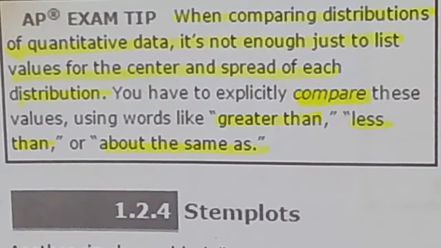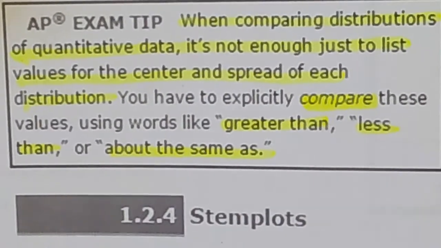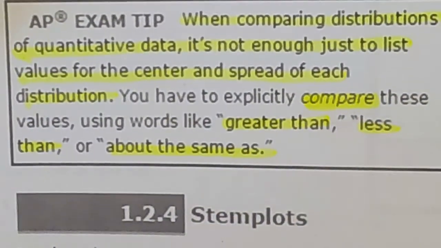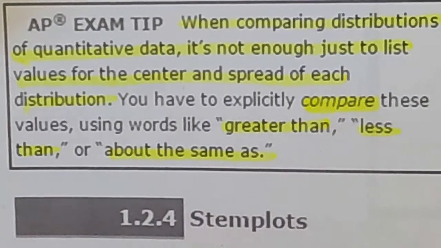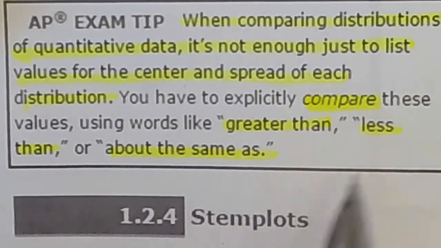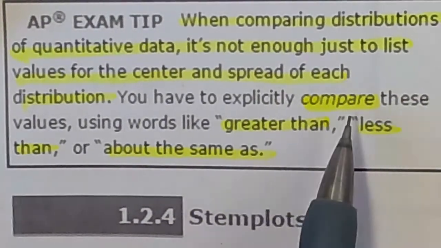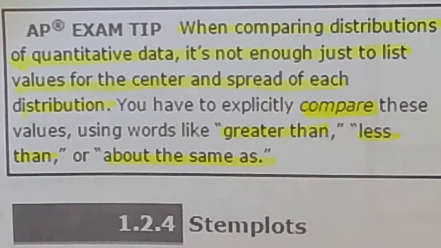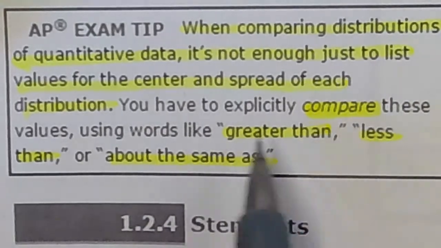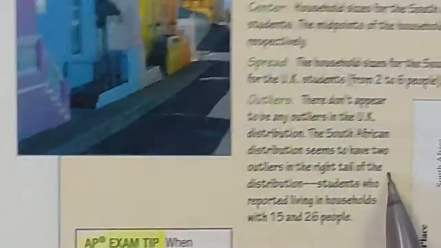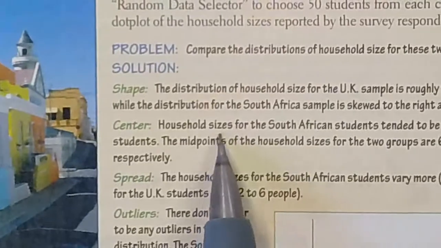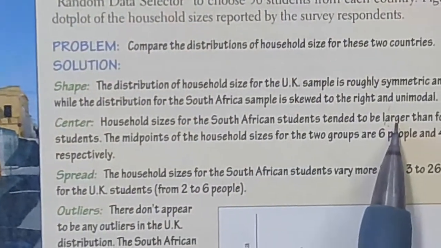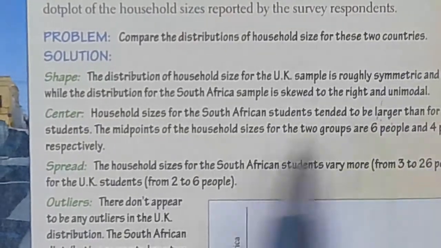Go ahead. All right, make sure you are obvious when you compare. You have a problem on your chapter 1 test where I'm going to ask you to compare distributions. And if you don't say words like this and comparing them, then I have to mark you down because they would too. And I got to keep you guys accountable to that. All right, so we'll see it on center right away. When they're comparing these 2, household sizes for the South African students tended to be larger. Here we go. There's the comparative statement. Than for the UK students.